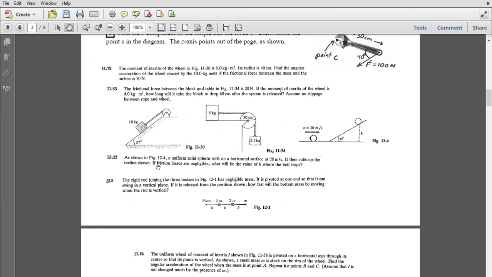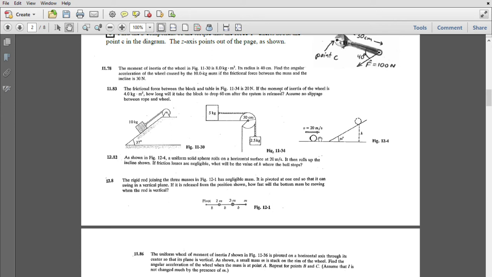12.12. In figure 12.4, a uniform solid sphere is rolling on a horizontal surface at 20 meters per second. It then rolls up the incline and comes to rest at some height where it stops, and the height above the earth is h. Friction losses are negligible. It looks like it's rolling without slipping, otherwise friction losses wouldn't be negligible.